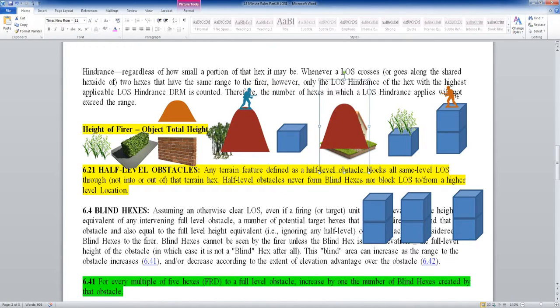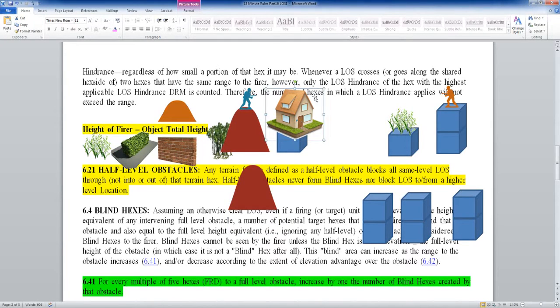These units can still see line of sight because the height of the fire is greater than or equal to all of the total object heights. When I say total object heights, you have to take the object and also add in what kind of terrain it's on. So if we have a level 1 house and it's on a level 1 hill, it's going to have a total height of 2.